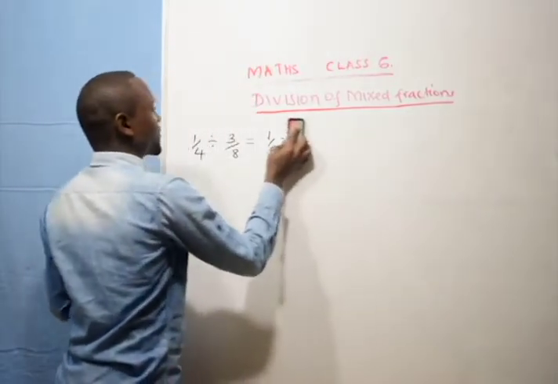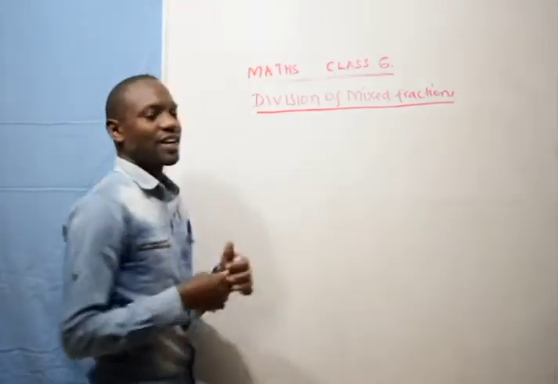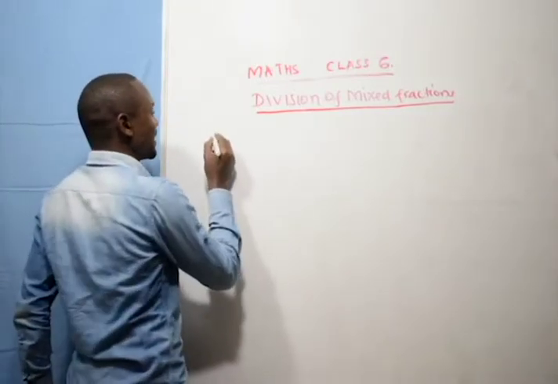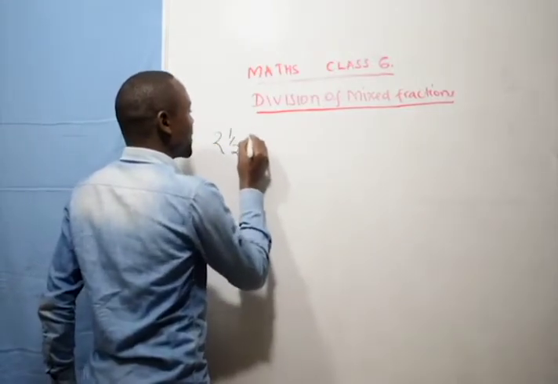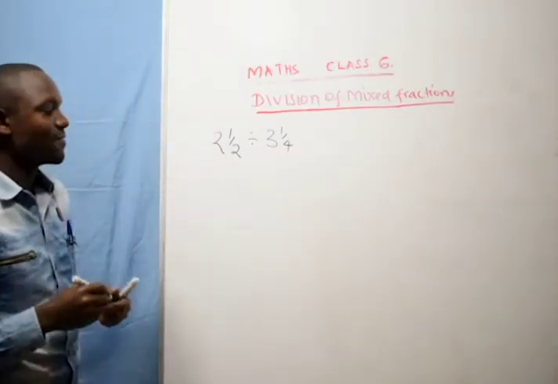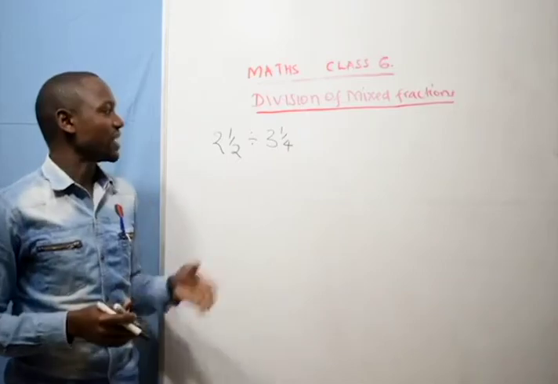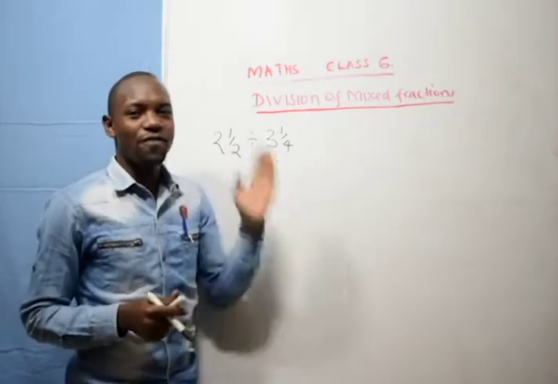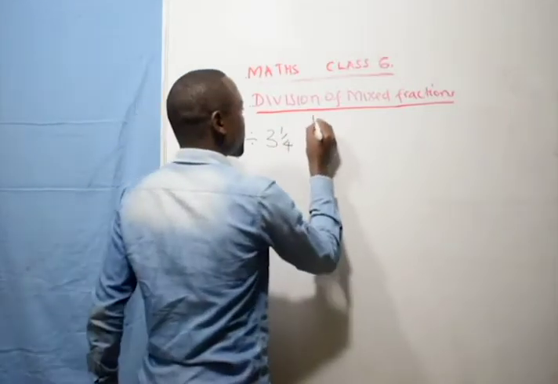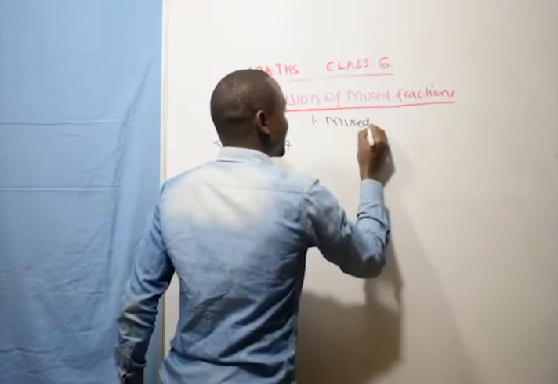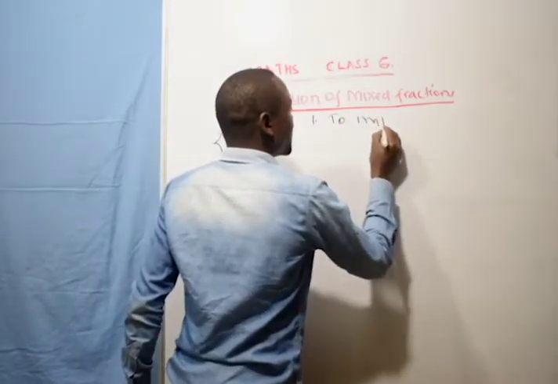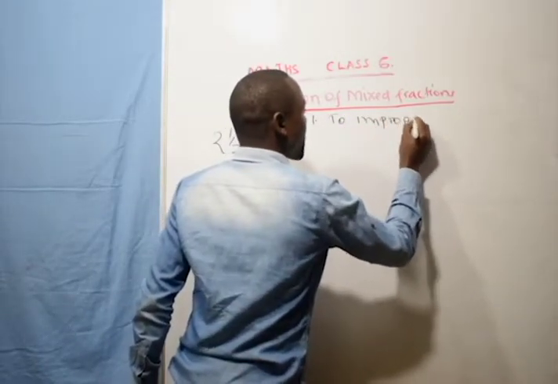So let's look at mixed fractions. A mixed fraction is a fraction that consists of a whole number and a fraction. For example, divide 2 and a half divided by 3 and a quarter. In this case, step 1, convert the mixed fractions to improper fractions. That is the first step.